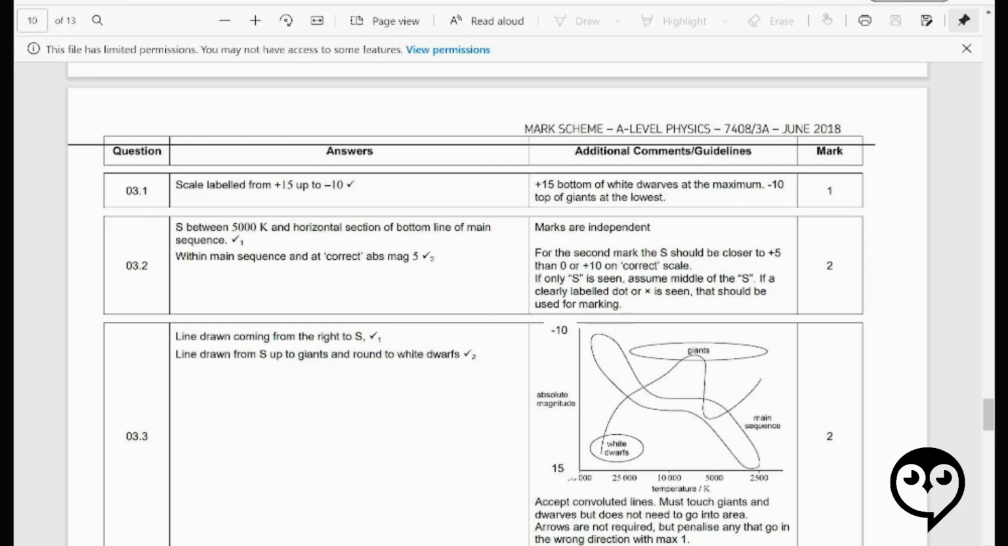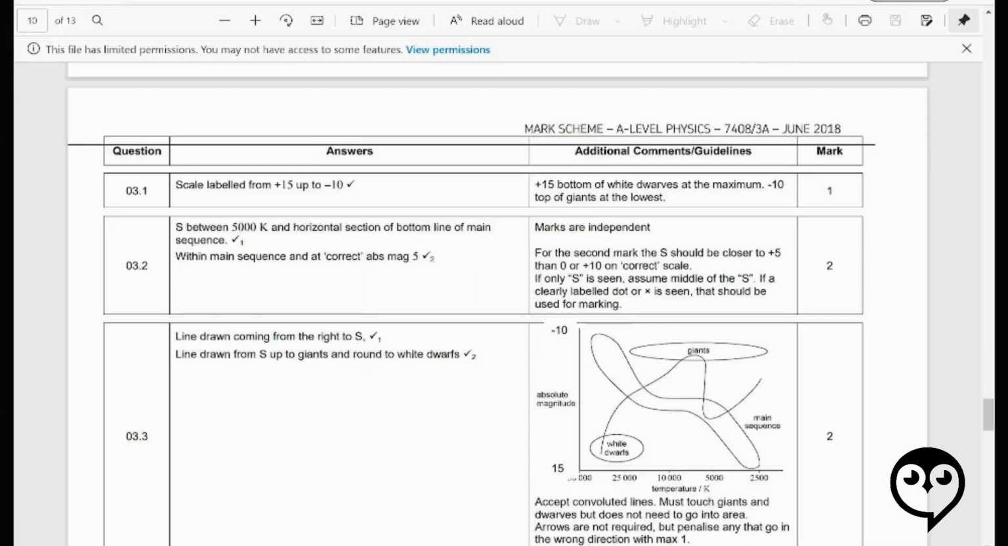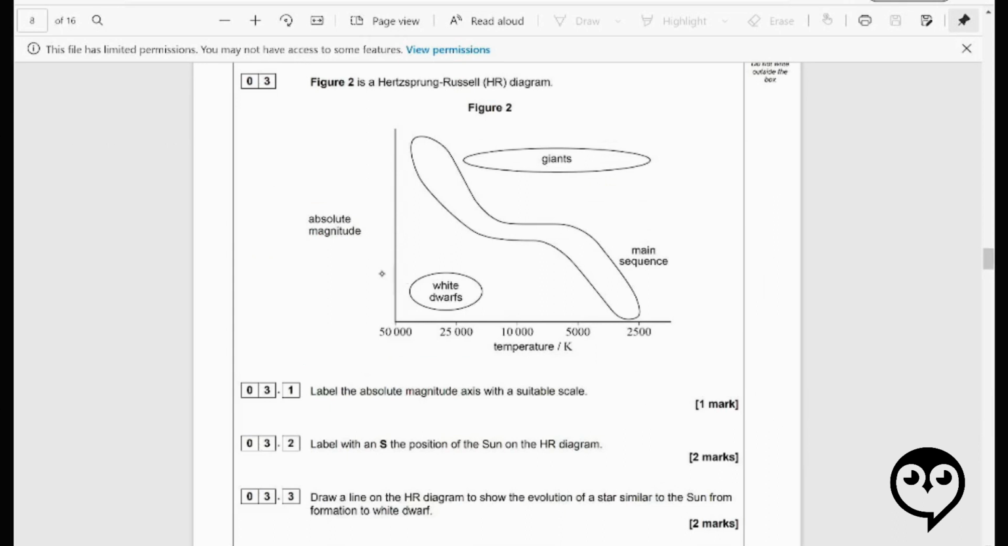Okay, so they're saying scaled from plus 15 up to negative 10. The plus 15 is down here at the bottom on the absolute scale, and the negative 10 is up there. Okay, our Sun's between 5,000 K and a horizontal section of the bottom line of the main sequence. That's where they want us to draw it, within the main sequence and at correct absolute magnitude. Okay, so however you've done your scale here, you'd want your absolute magnitude to be 5. I guess that's what it is for the Sun.